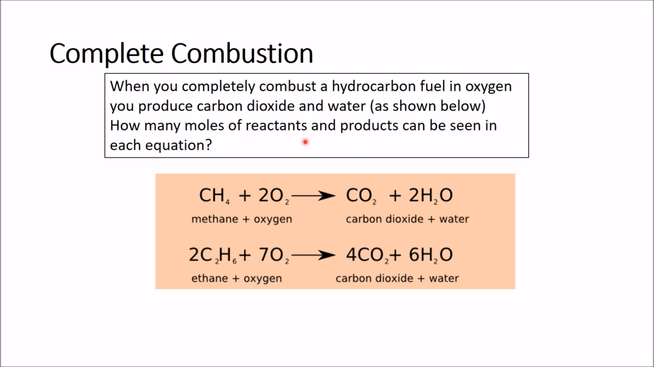Then how many moles of reactant and product can be seen in each equation? Well, in this one, we've got 1, 2, 3 moles here. And on this side, we've got 1, 2, 3 moles. On this one, 7, 8, 9. On this one, 6, 7, 8, 9, 10. So those are the moles from each reactants and products.